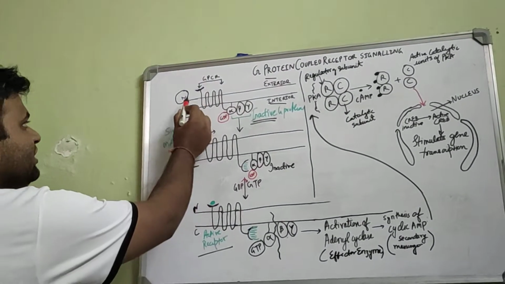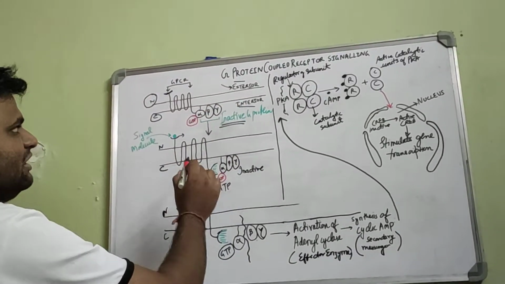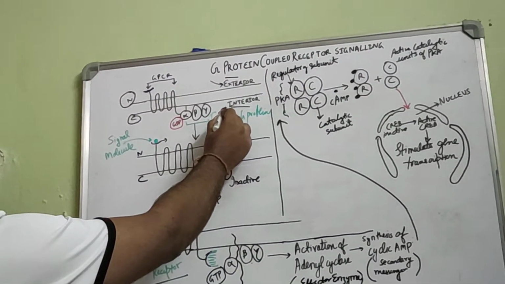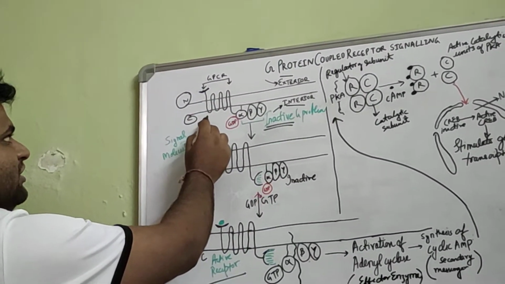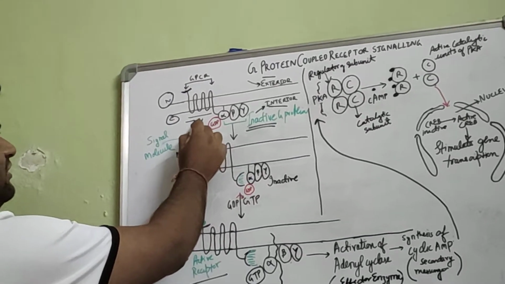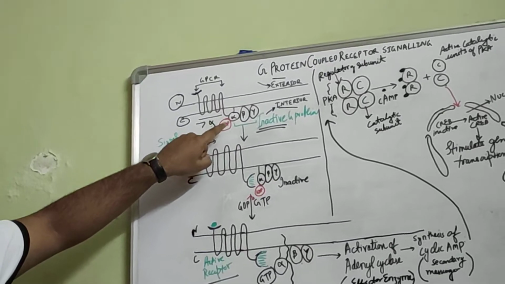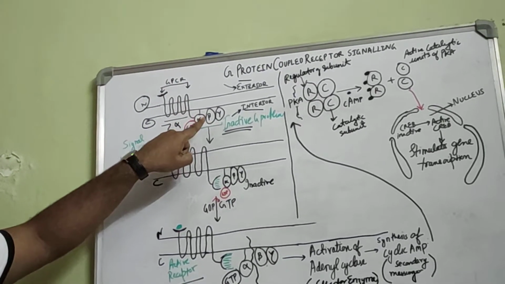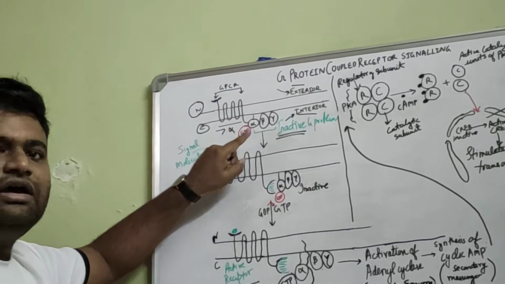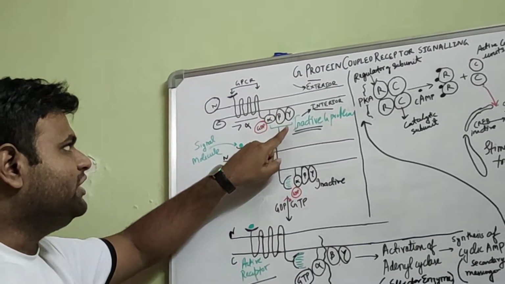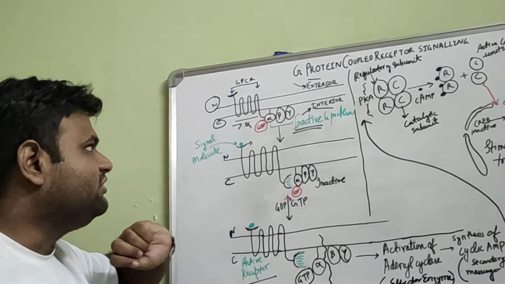Now let me introduce to you the cell architecture. As you know, this is the cell membrane, this is the extracellular domain of the cell membrane and this is the intracellular domain of the cell membrane. On the extracellular side you will find the serpentine 7 alpha helices G protein coupled receptor, and in the intracellular domain you will find the G protein, which is a trimeric protein which consists of alpha subunit, beta subunit and gamma subunit. Alpha, beta and gamma subunits are attached together, and initially it is in the inactive state.